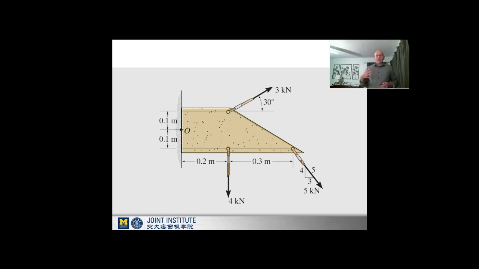So if there are several forces acting on a body, like in this case, we have some type of a bracket, and we have several tension members coming out of that bracket. So the force 3 kilonewtons applied at some 30 degrees, 5 kilonewtons applied at some angle, and then we have 4 kilonewtons applied vertically downward.